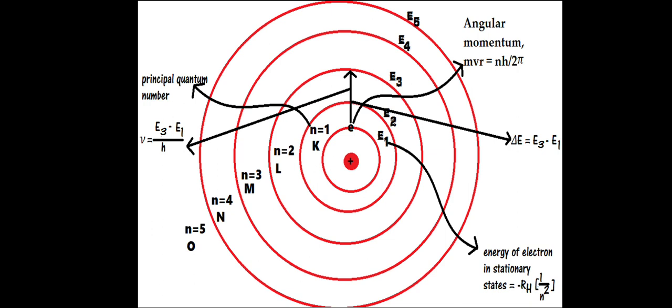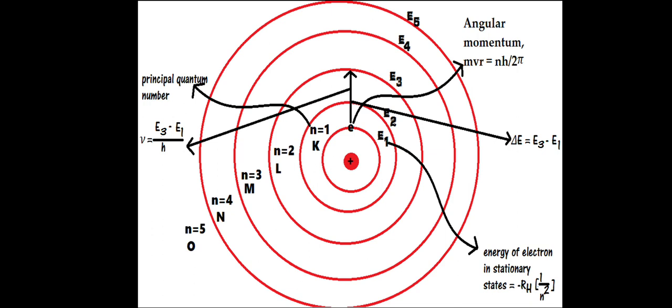Why do we call it a stationary state? Because the energy of an electron in that stationary state always remains fixed, constant, which you can see in the bottom right. The energy of the electron in a stationary state is equal to minus RH into 1 by n square. RH is the Rydberg constant; we'll come to it when we discuss the success of the Bohr model. n is nothing but the orbit. So the energy is decided by the orbit, and if the electron is present in a particular orbit, the energy does not change.